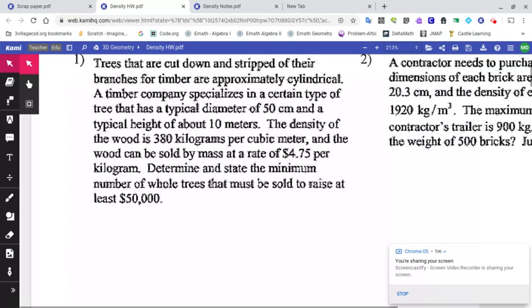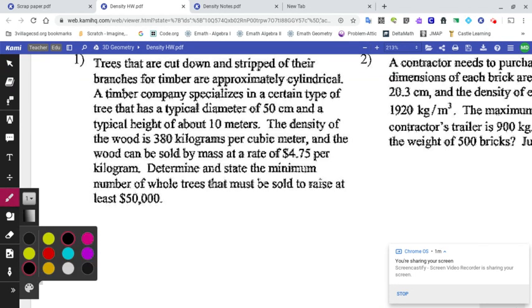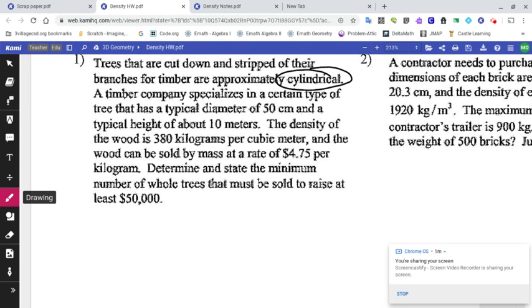So here we have a cylindrical tree. Okay, we want to know how many trees must be sold to raise at least $50,000. All right, so first thing they tell you is the diameter is 50 centimeters. Okay, well, if the diameter is 50 centimeters, we know any of these circular formulas require the radius, so the radius is going to be 25. Okay, so the radius is 25 of our cylinder.